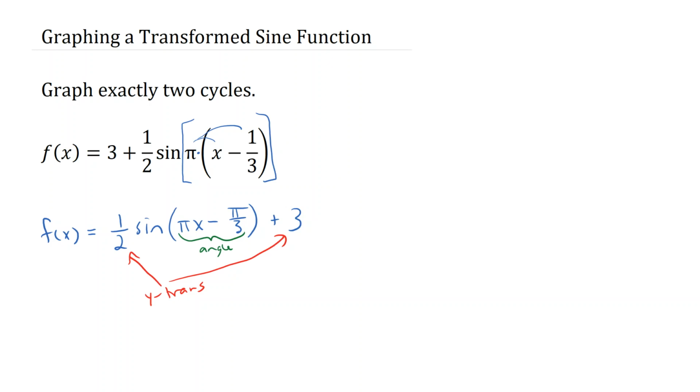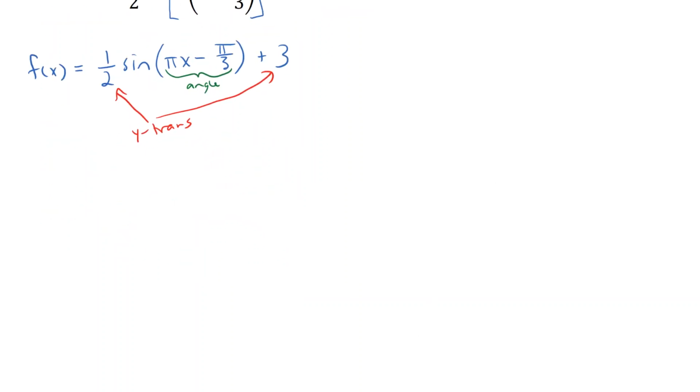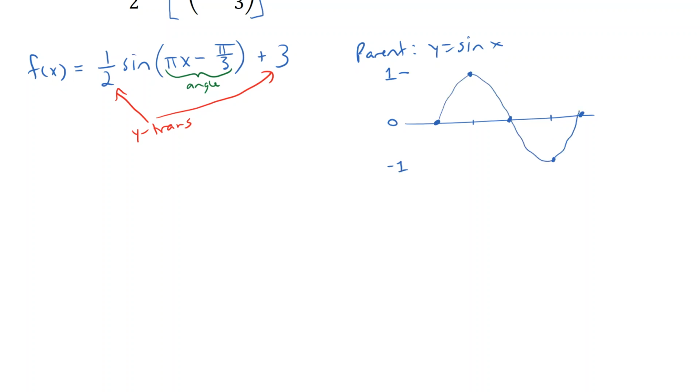Here's how we start. We start with the parent function, which is y equals the sine of x, and we're going to focus just on the y stuff. The sine of x function starts here at 0, ends at 0, and is 0 in the middle. Then halfway between those, at the quarters, we go up here to positive 1, and down here to negative 1. So the sine parent function, one cycle, looks like that.